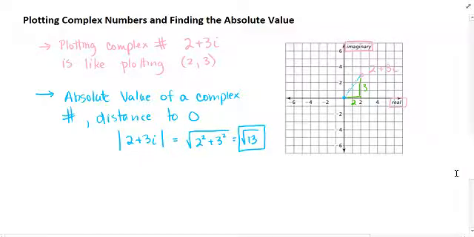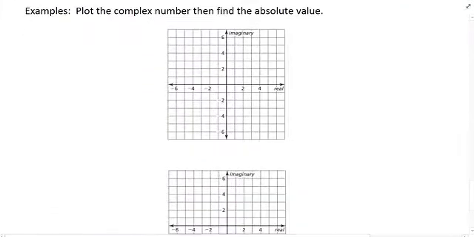So let's go ahead and take a look at a few more examples. Okay. All right. So if I wanted to plot the number, let's say -1 plus 5i. So I'm going to go -1 on the reals and +5 on the imaginaries. There's my number. Okay. And if I want to find the absolute value of that number, it is the square root of -1 squared plus 5 squared. That gives me the square root of 26.